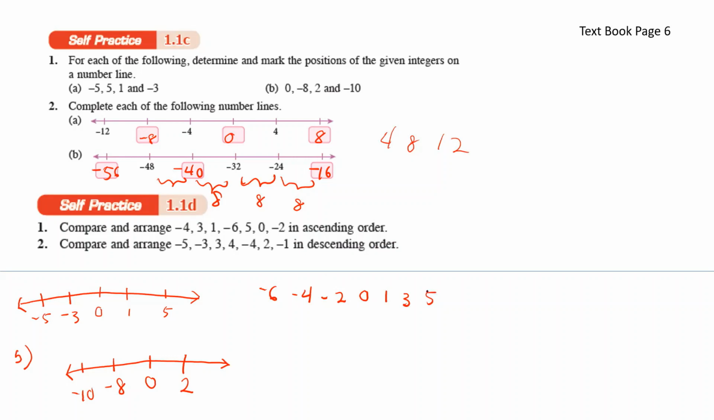Next, compare and arrange -5, -3, 3, 4, -4, 2, and -1 in descending order. Descending means largest to smallest. So let's start with the biggest positive value. Then 3, 2, -1, -3, and -5.